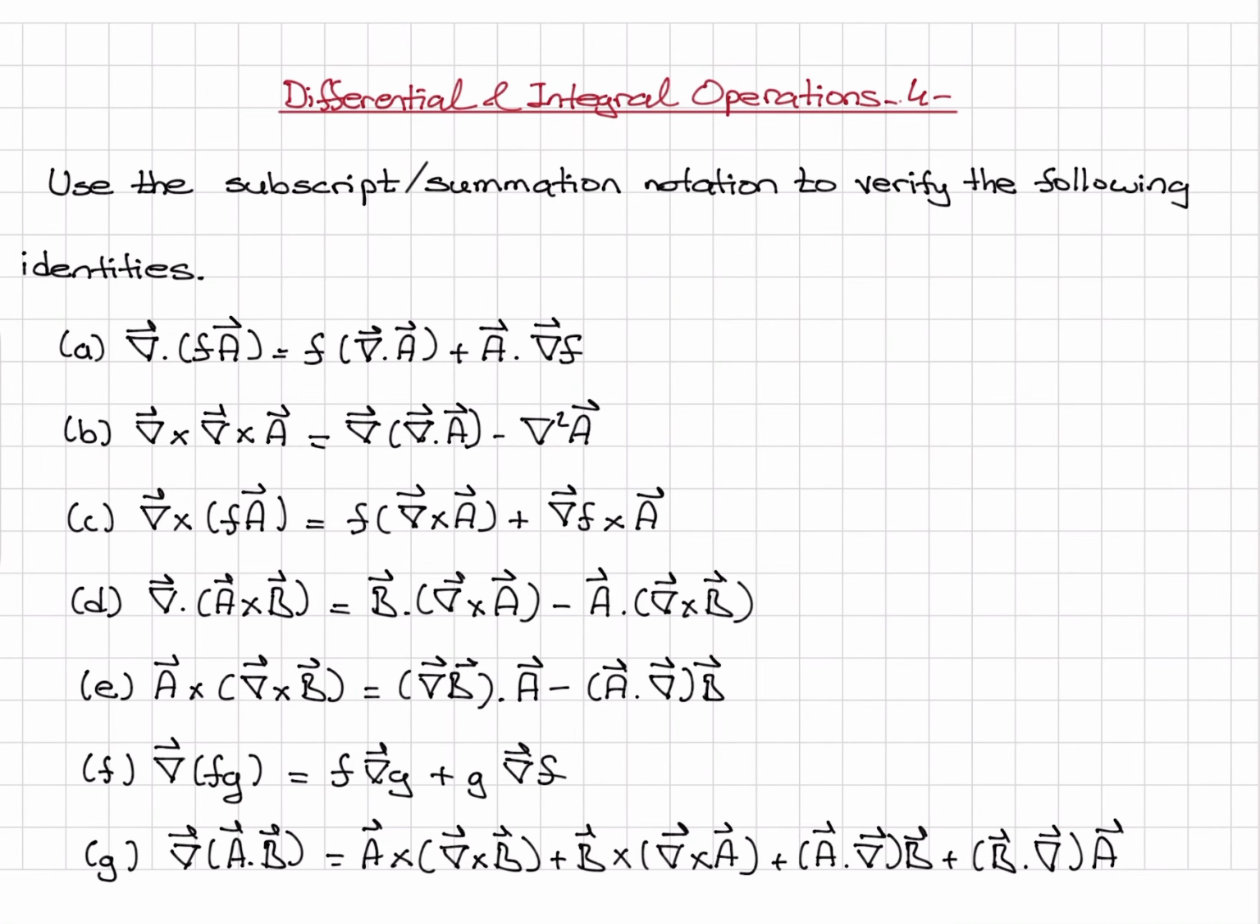Differential and integral operations 4. Now we're going to work on part F, gradient of the product of two scalar functions fg is f gradient g plus g gradient f, and part G, gradient of a dot b is a cross product curl b plus b cross product curl a plus a dot del operator b plus b dot del operator a. So we're going to prove these two identities.